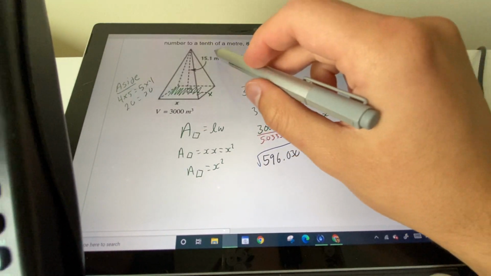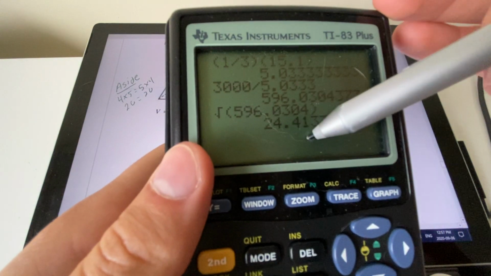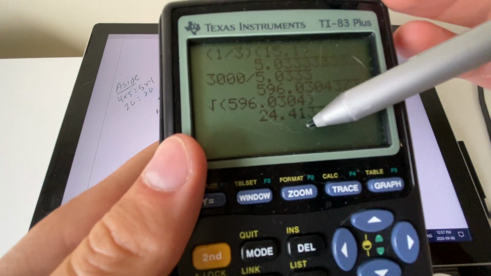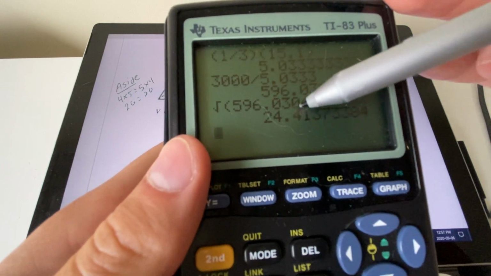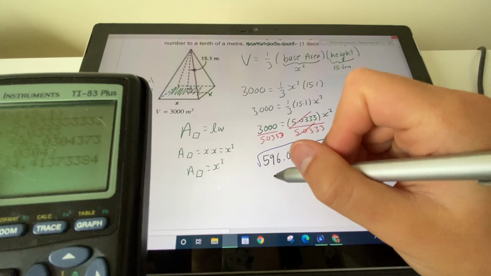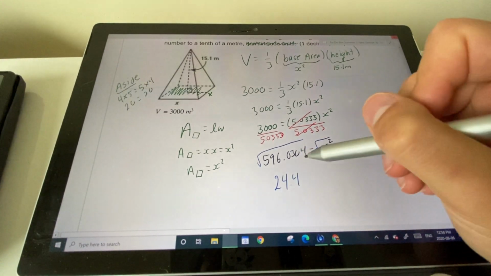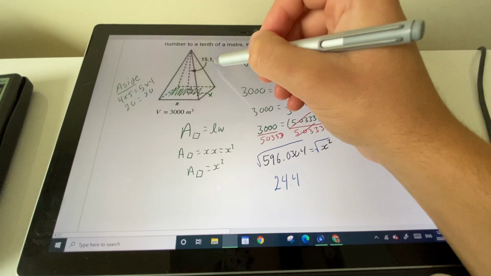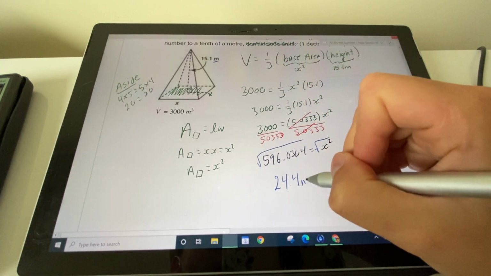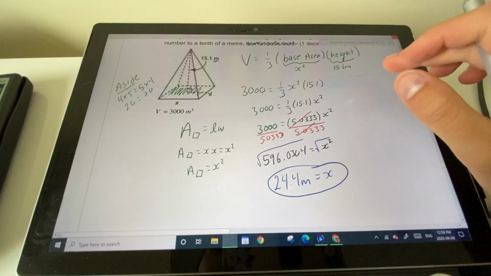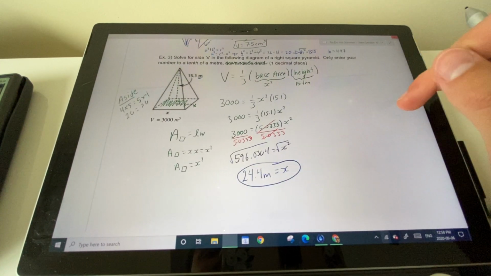nearest tenth of a meter. That's 1 decimal place, so 24.4, because this is smaller than 5, so we just keep this as it is. 24.4, and what are the units here? Well, this is just a side length, and we're measuring in meters. So since it's just a side length, we just say meters. And there is the base, okay?